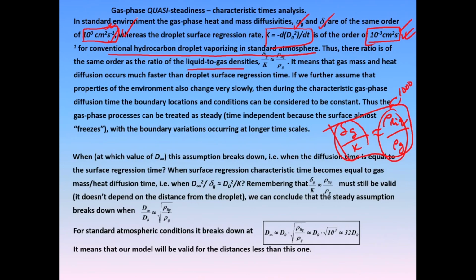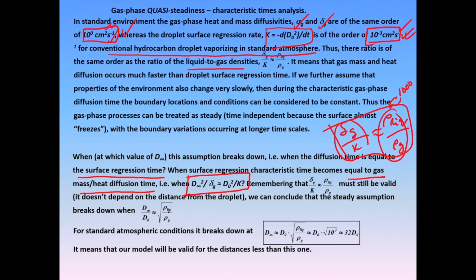Thus the gas phase processes can be assumed to be steady, time independent, because the surface almost freezes during that period. The surface does not see anything else, with the boundary variations occurring at much longer scales. Now, the question remains: at what value of d, the separation distance, does this assumption break down? That means when the diffusion time is equal to the surface regression time, when the surface regression time becomes equal to the gas phase heat and mass diffusion time.